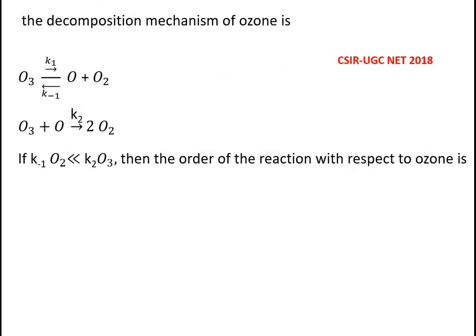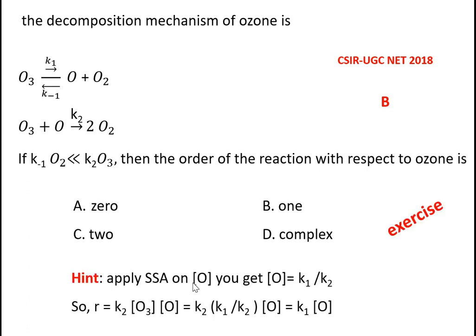So now a few very similar questions, only the application of SSA, on what, is different. So here, for example, in this case, you have to apply the steady state approximation on O, and you will get O to be K1 by K2. And finally R is, in the second step, the slow step, O3 O into K2, and O is given by K1 by K2, so finally we will get K1 by O. So take it as an exercise.